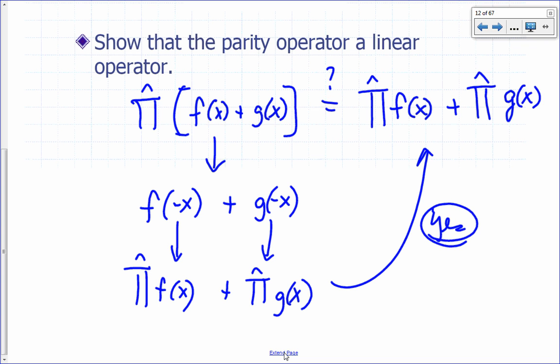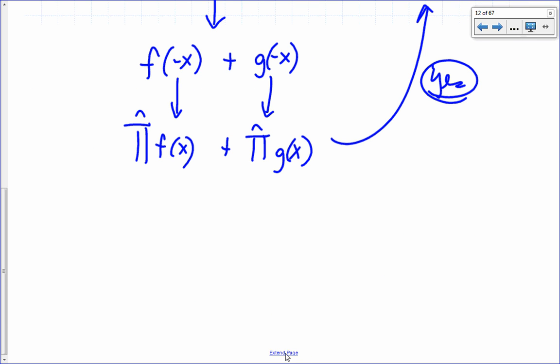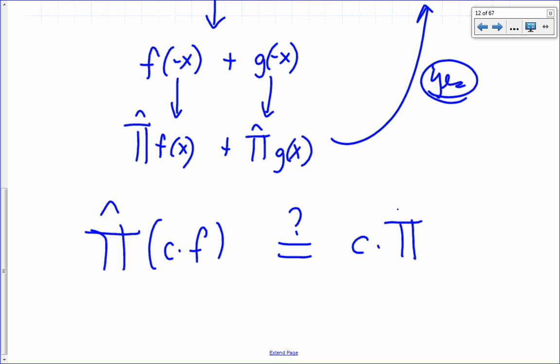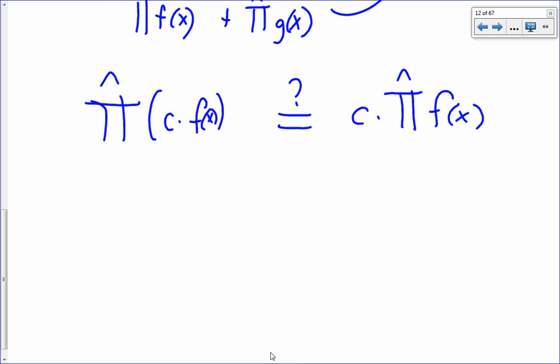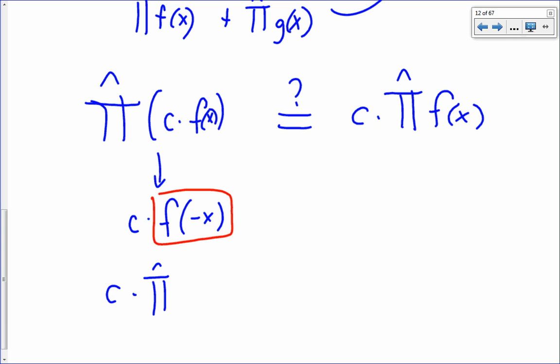Okay? What about a constant? Parity operator operating on a constant times f: is that equal to a constant times parity operator operating on f of x? What would you do here? Anytime I see an x, I replace it by negative x, so this is c times f of negative x. But what is f of negative x? That's c times parity operator operating on f of x. And that's the same. So the answer is yes. So the parity operator is a linear operator.